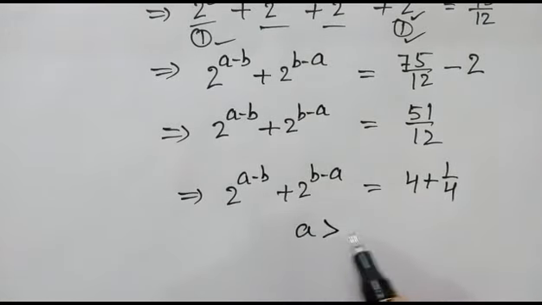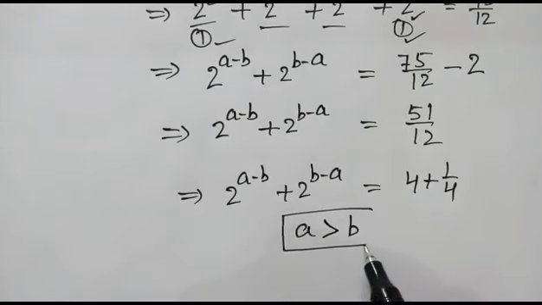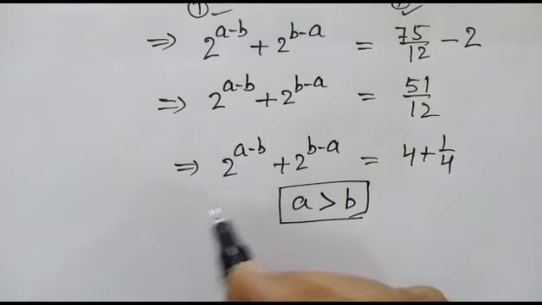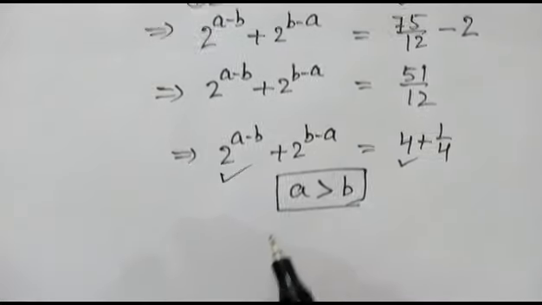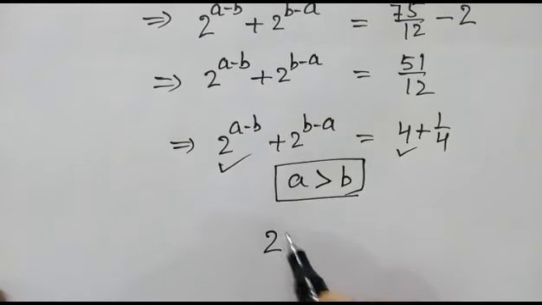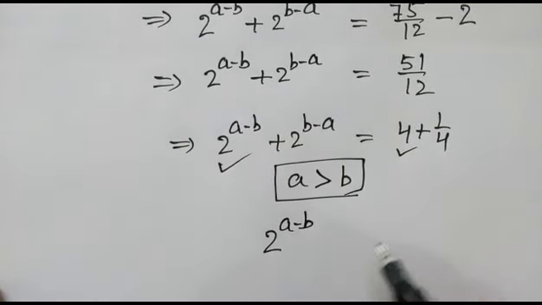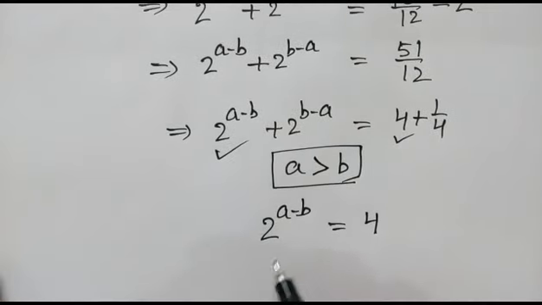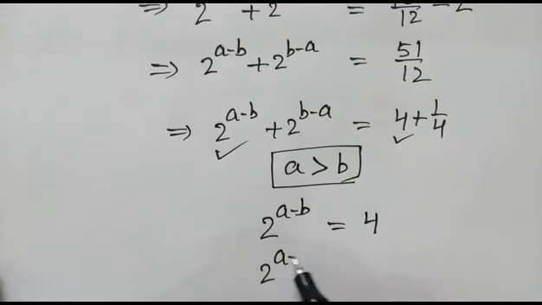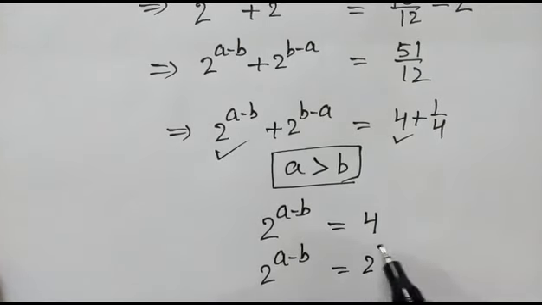As we have the given condition a is greater than b, right? So this value will be equal to this, right? 2 to the power a minus b is equal to 4, right? Or we can say 2 to the power a minus b is equal to 2 square.